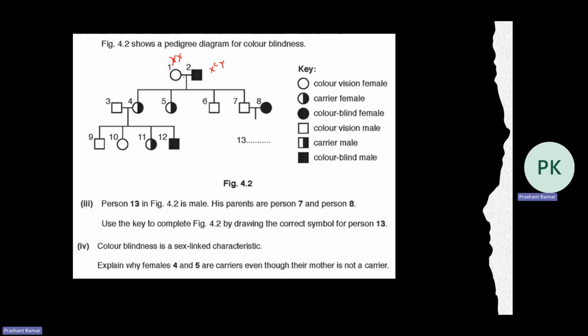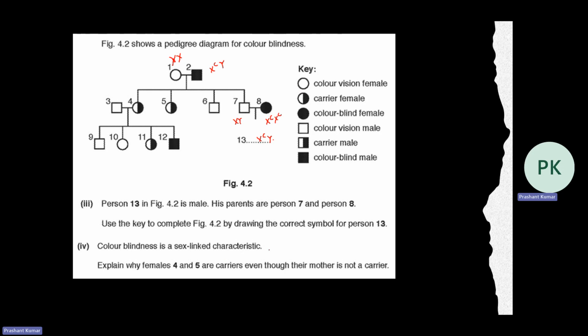Now you can see in the next generation, all male children are normal. 6 and 7 are normal. That means the X chromosome is coming from the mother's side, and that X is normal. That's why they are normal. So XY is normal, but here she is a carrier, not carrier, completely defective. So 13 will be, so this will produce Xc. 13 is a male, so this will be XcY, that means a colorblind male.